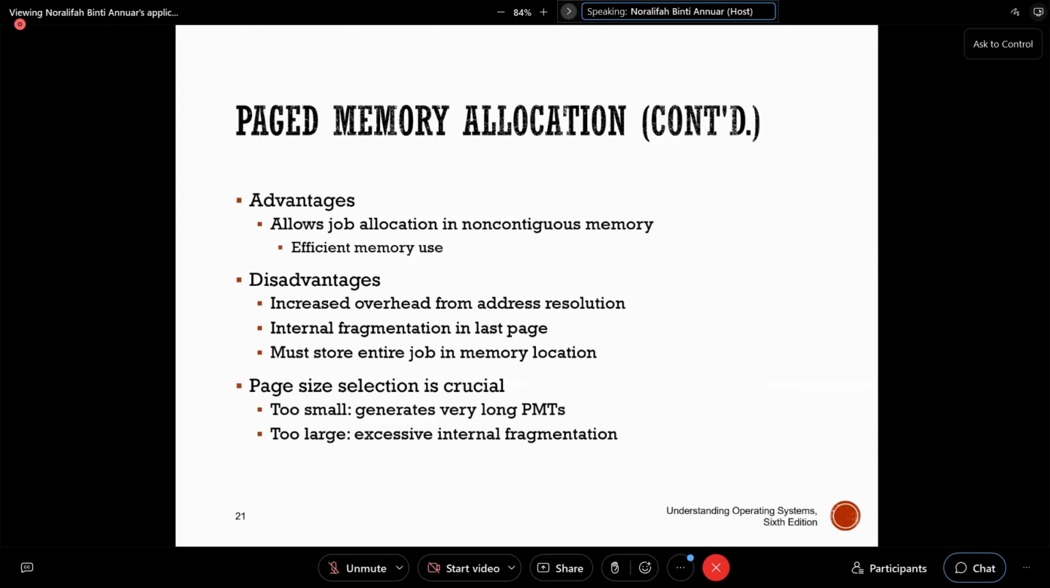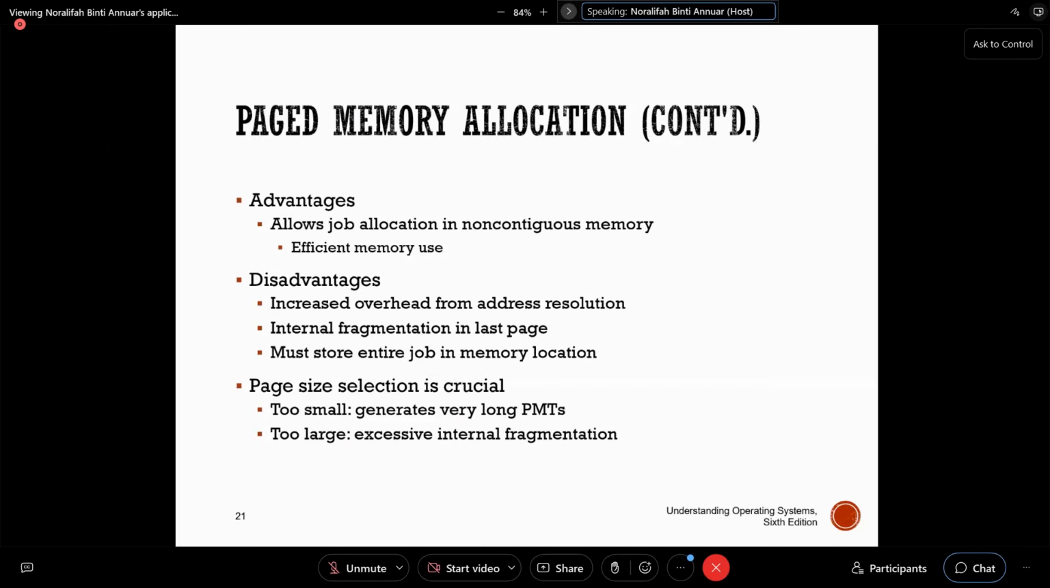What is the disadvantage? Of course, it increases the overhead because you keep on tracking the address. And then the internal fragmentation will happen in the last page. Dia akan ada internal fragmentation. Still, you need to store the entire job in memory location. Although it'll be referred by CPU or not, you still need to load them all.